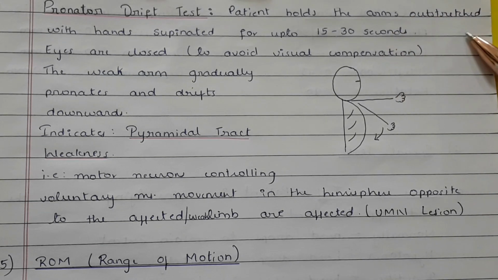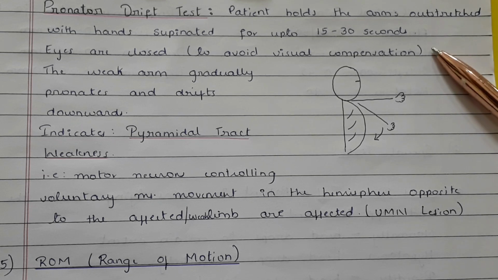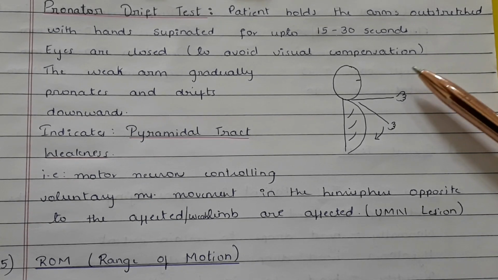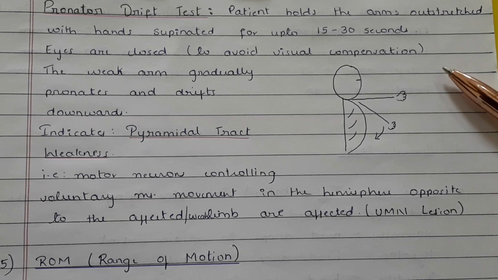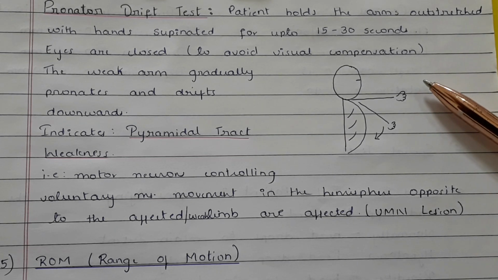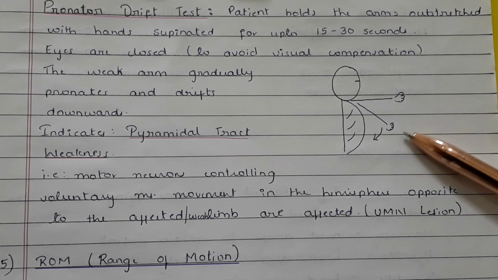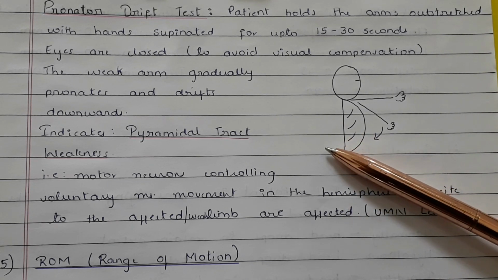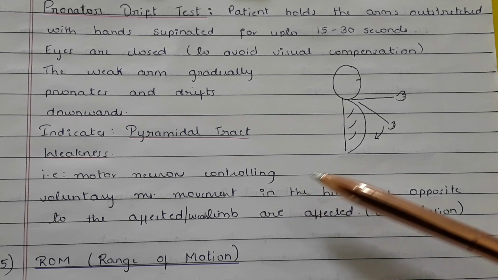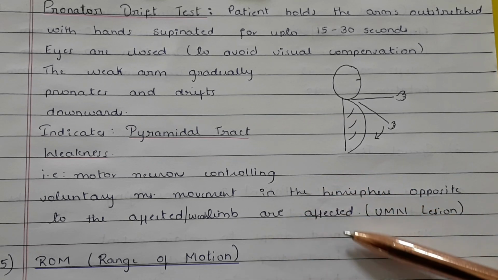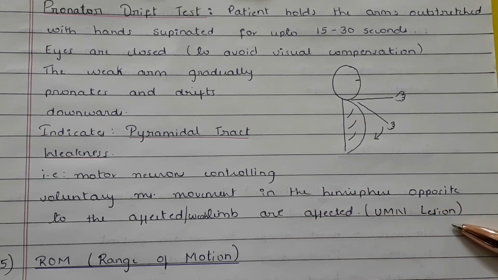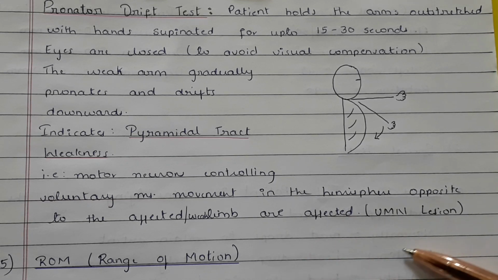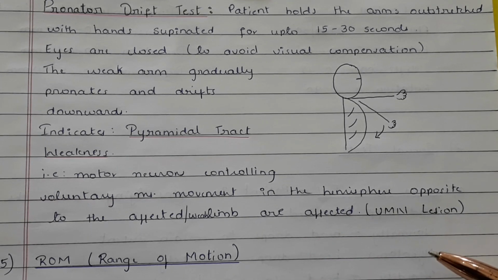Let's see the pronator drift test. The patient holds the arms outstretched with the hands supinated for about 15 to 30 seconds. The eyes are closed to avoid visual compensation. The weak arm gradually pronates and drifts downwards. This indicates pyramidal tract weakness. That is, the motor neurons controlling the voluntary muscle movement in the hemisphere opposite to the affected or the weak limb are affected, which is seen in UMN lesion.